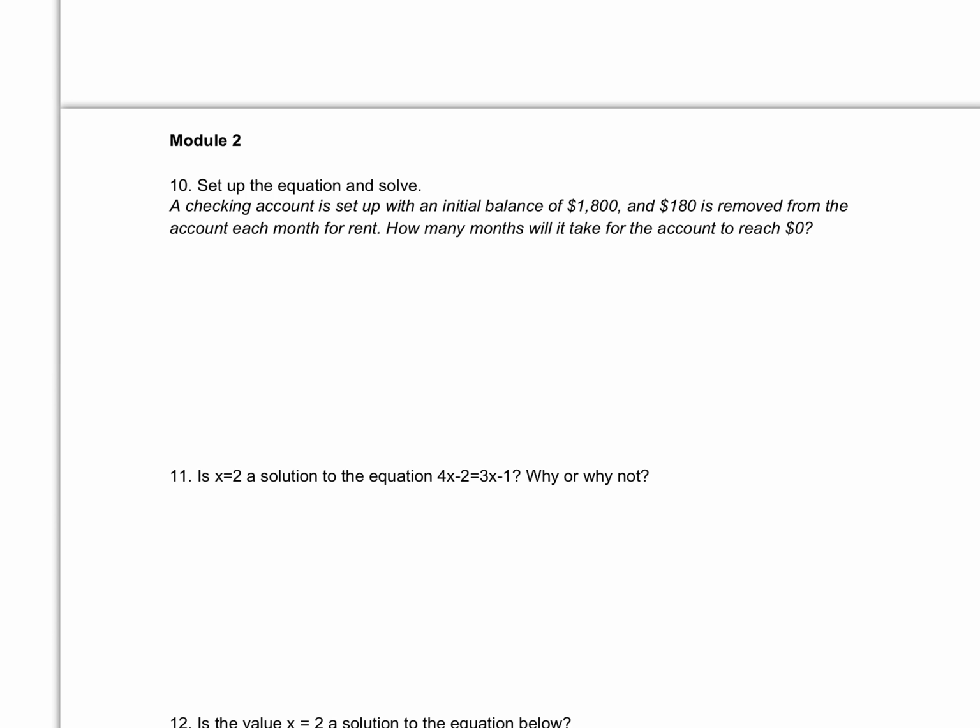So I want to highlight a few key things. Obviously the initial balance. And then I want the 180 each month, so there's a rate. And then I want to know how long it'll take to be $0. So I know I want this to equal 0 because I want to know how long it'll take to equal $0. My initial balance is the $1,800. So I have $1,800. I'm going to subtract out my rent. So it's 180, and then that's a rate per month.